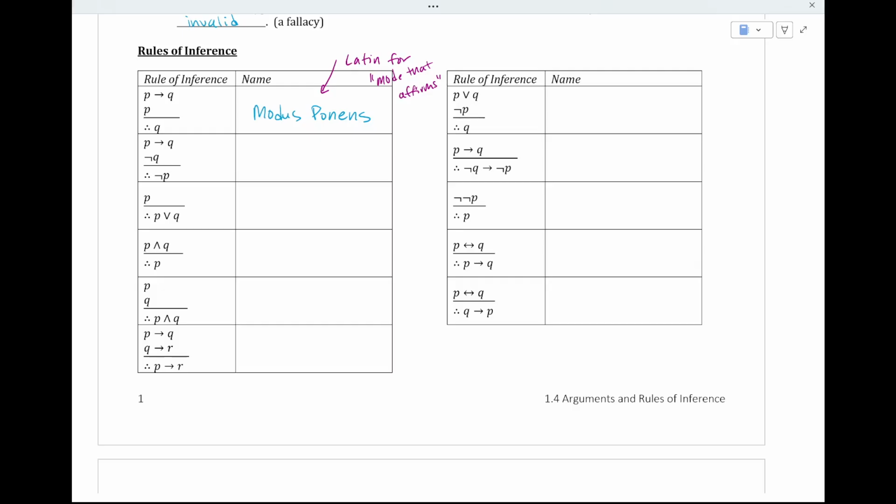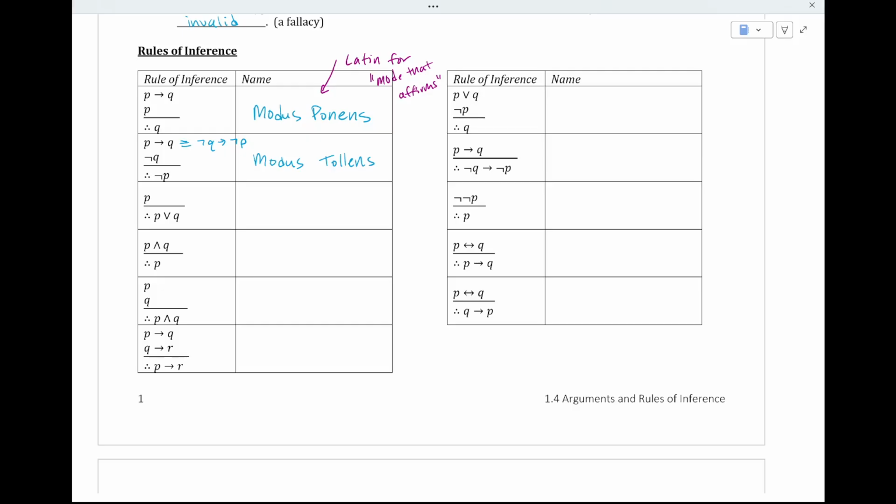Next rule: P implies Q, not Q, therefore not P. This rule is called modus tollens. It kind of uses the contrapositive. P implies Q is the same thing as not Q implies not P. So now we have not Q, so therefore we have not P. It's kind of like a combination of the contrapositive and modus ponens. And since we want to use this argument so much, it has its own name, modus tollens.